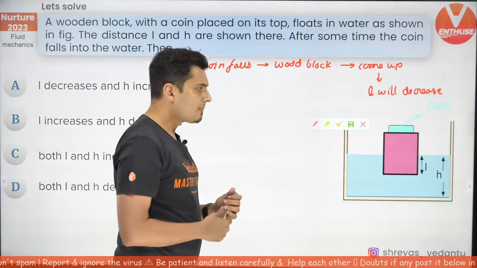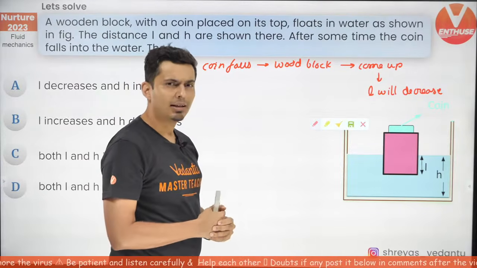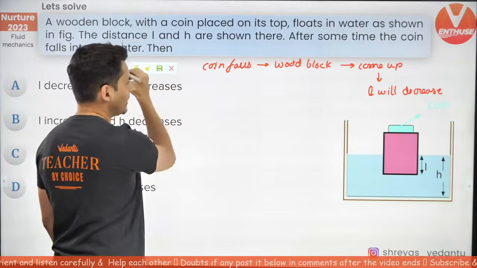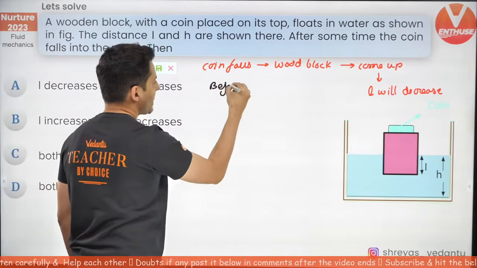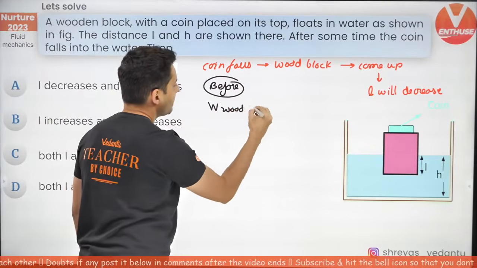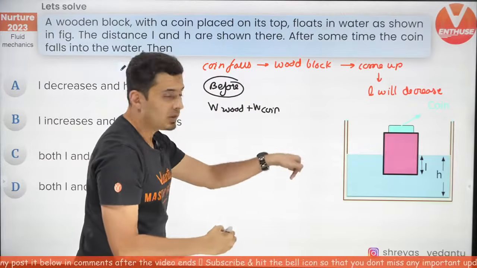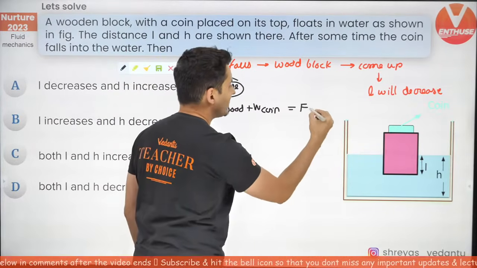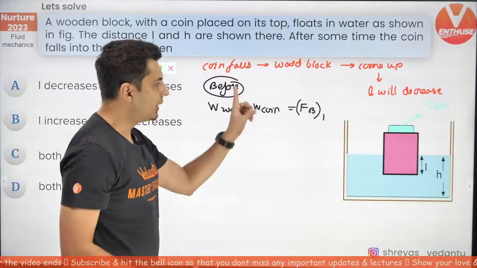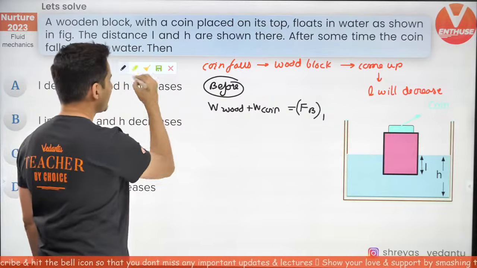Now, here is the thing. What will happen to the height? I have a logic for it. This is before: think of the weight of the wood plus the weight of the coin. The weight of the wood and the weight of the coin was exactly balanced by the buoyant force in the first scenario. The buoyant force by the liquid was balancing the weight of the wood and the coin together.